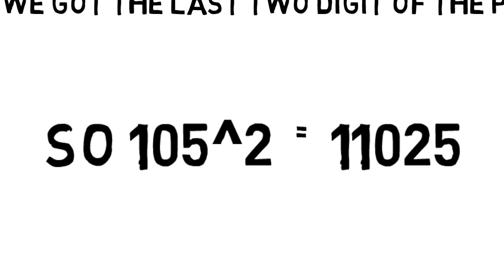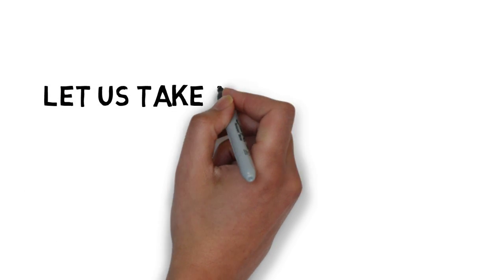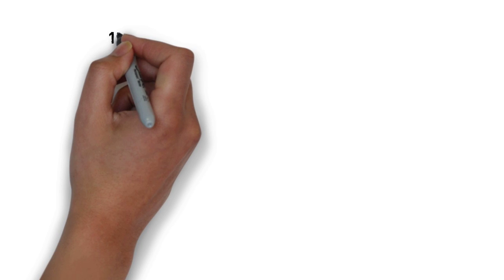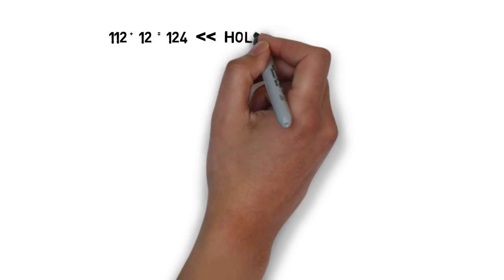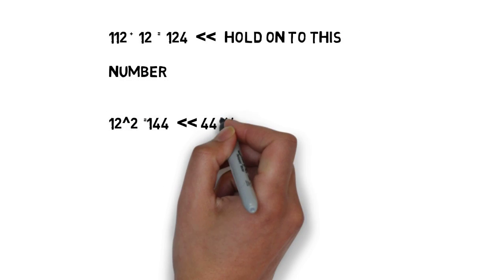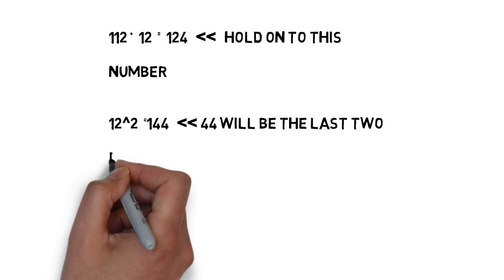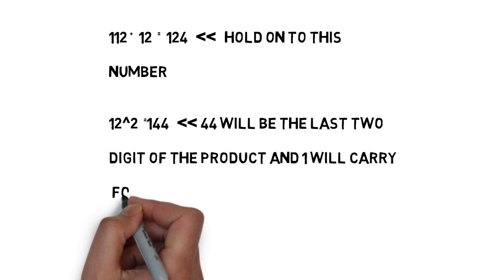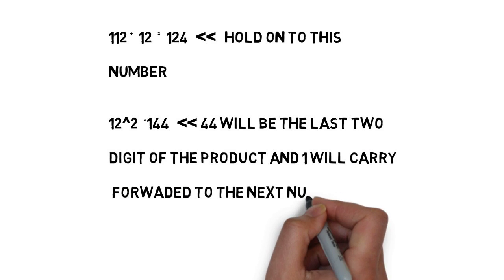Now I'll be taking another example. In this example, I'll be teaching you how to carry forward. Now we have taken 112 as the number. Try to calculate the square of this number. If you go through the earlier method, it will be confusing because you will be getting a big number. So here the first step will be to add 12 to 112 and I'll be getting the result as 124. Now hold on to this number.